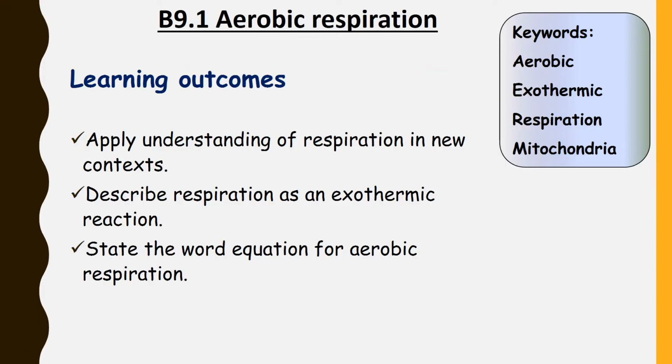Okay, what do we need to know for this? I know that there aren't the grades on here, and on these ones it actually starts at the bottom. So for 1 to 4s, 2 to 4s, we need to be able to state the word equation for aerobic respiration, which was actually on the previous slide, so you're already halfway there. Next one, for 4 to 6, we need to be able to describe respiration as an exothermic reaction. And for the top grades, we need to apply an understanding of respiration to new contexts.